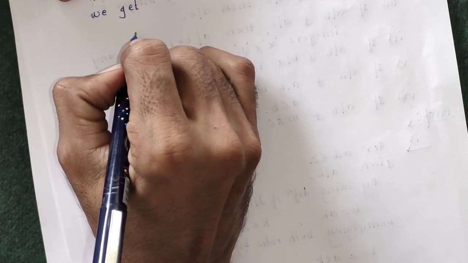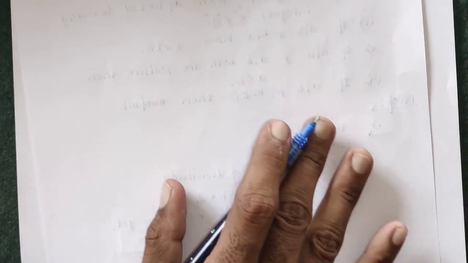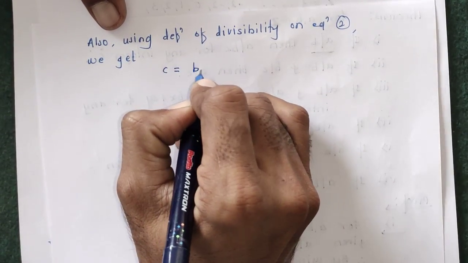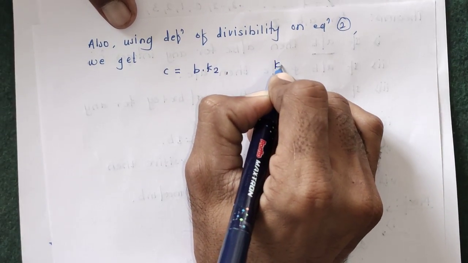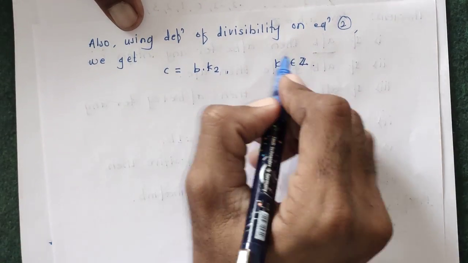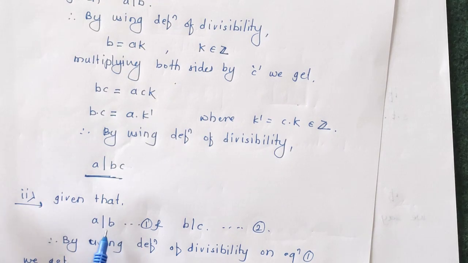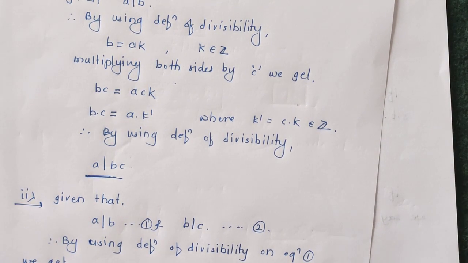So from equation 2, B divides C, so C is equal to B into some integer, suppose K2, where K2 belongs to Z, that is K2 is an integer. Now suppose this is equation number 4. From the given two things, from A divides B we get B is equal to A into K1, that is equation number 3, and from equation 2 we get equation 4.